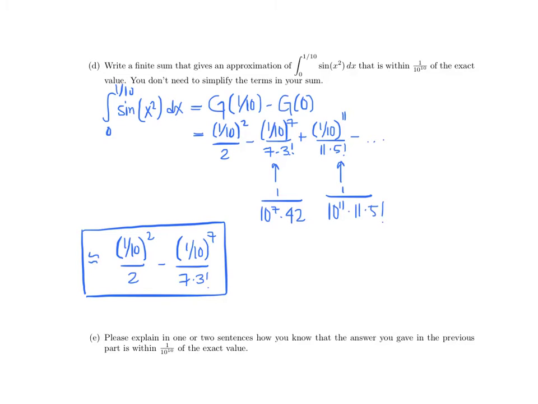An answer that involved the first 3 terms would have also been a valid answer, but note that an answer involving only the first term would not have had the desired level of accuracy. So your explanation as far as using this is an alternating series and using the magnitude of the first unused term as a bound for the error should be written out as part E.